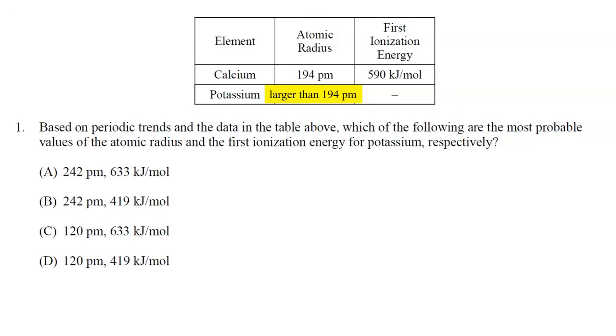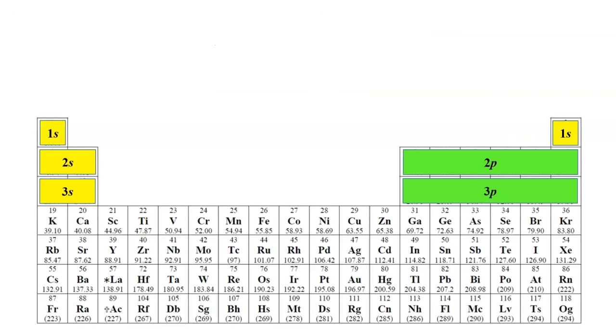So the correct answer is either A or B, since 242 picometers is greater than 194. The correct answer cannot be C or D because 120 is less than 194. So I'm going to eliminate choices C and D. And now on to the first ionization energy.